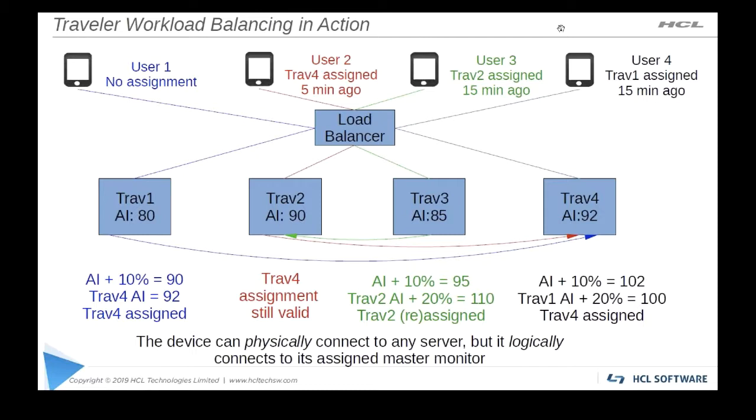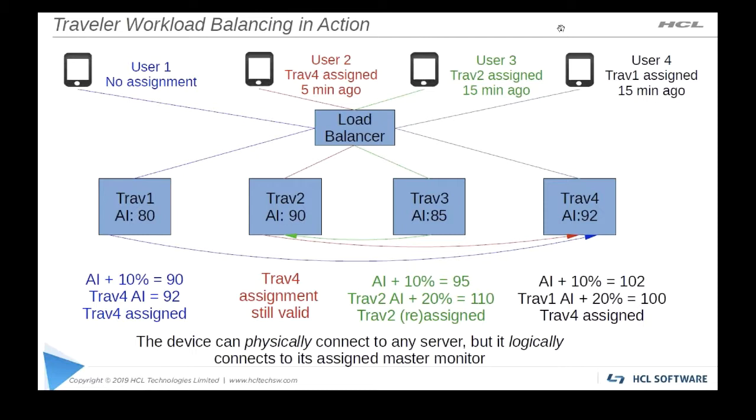So, user 1 at the top left, he comes through and this is a new device. It has no assignment. Or it's been gone for 24 hours. User 1 went camping this weekend and they just turned their device back on. Load balancer sends them to Traveler 1.